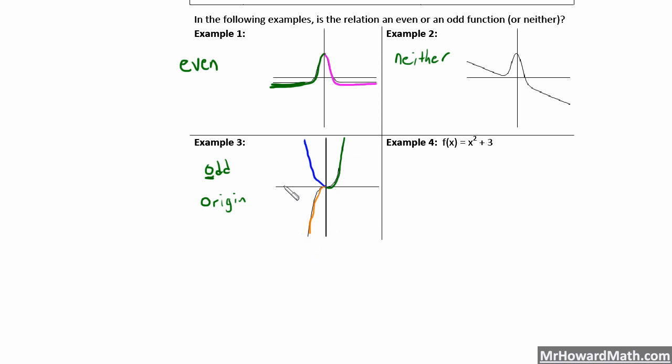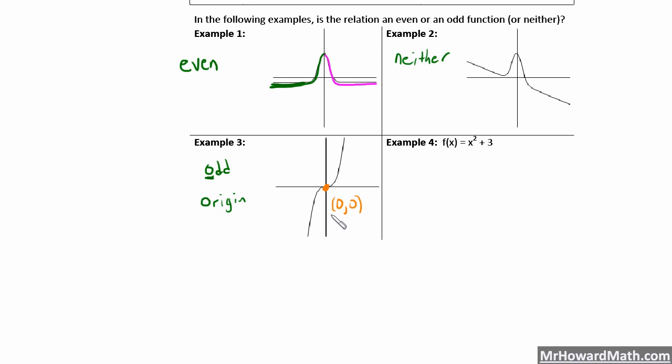One other thing that's always true of odd graphs is that they go through the point (0, 0). It doesn't mean they're odd just because they go through (0, 0), but they cannot be odd without going through (0, 0). Okay, that's very important to understand.